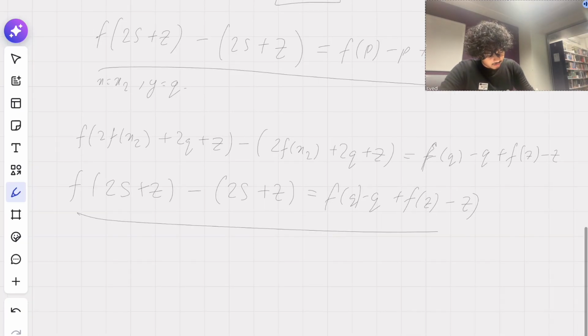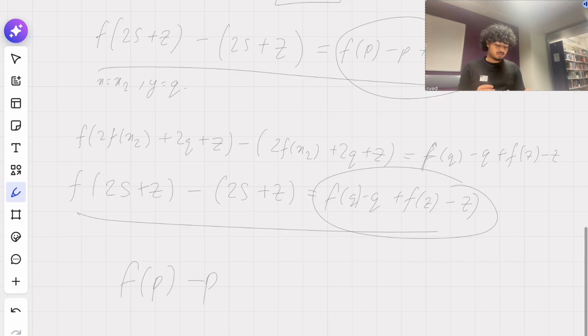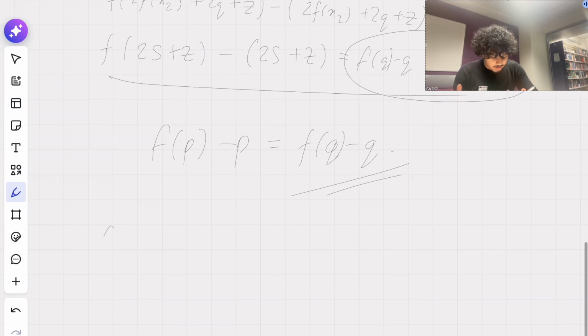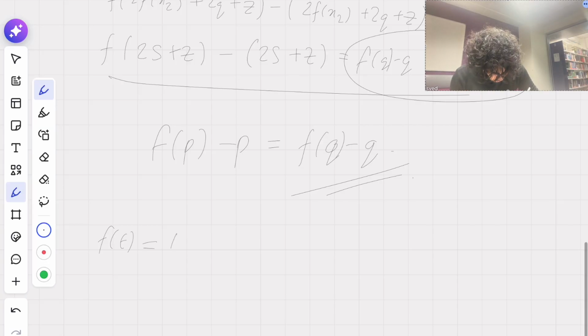Now this is very nice. We have two very identical equations. We can equate this and we can equate this. f(p) - p, and then I can cancel out the f(z) - z, so I get that f(p) - p is equal to f(q) - q as required. So now that we've proven that result, since p and q are arbitrary, there is a constant c such that f(t) is equal to t + c. We've shown that this function is now linear. So now we just need to somehow find what this constant is.